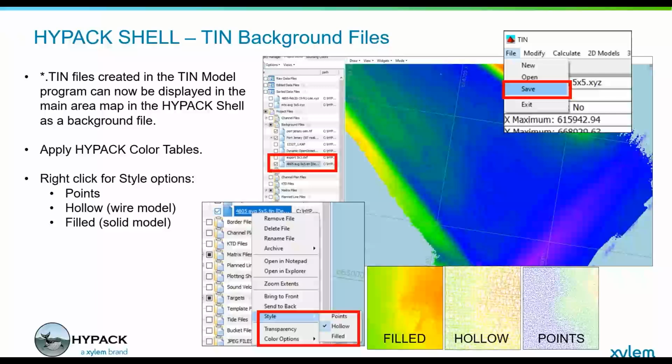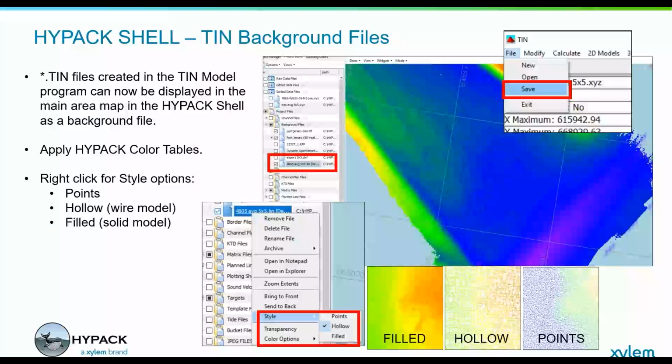And then the TIN background files. We've always been able to create a TIN file, a .tin, out of TIN Model, but we never displayed it. I'm not sure why we never did that, but one of our users said, why can't we just display that in the shell? So we thought that was a great idea.